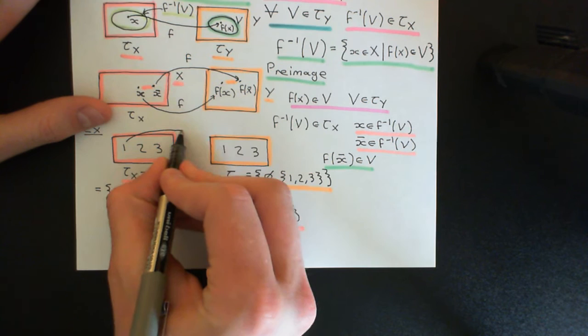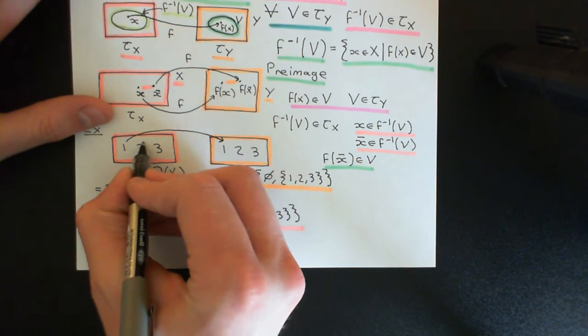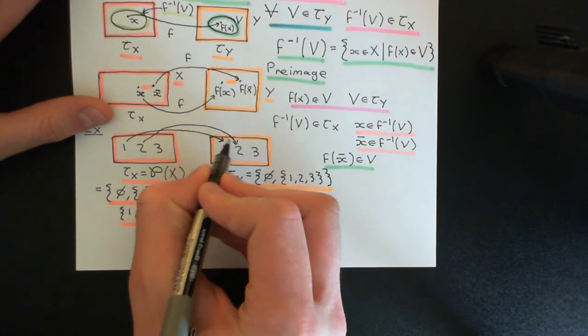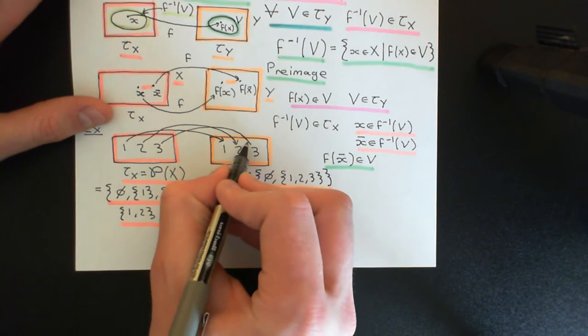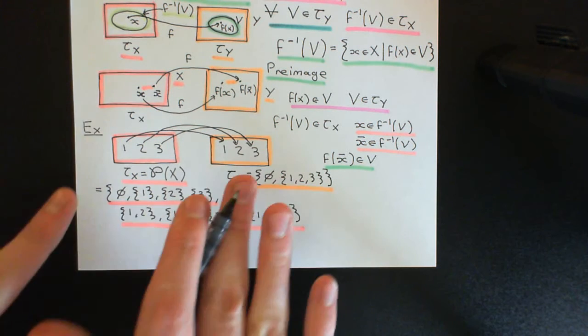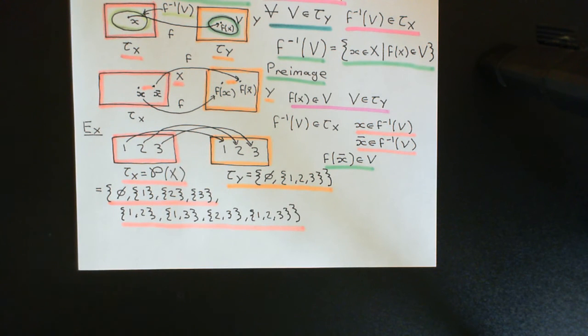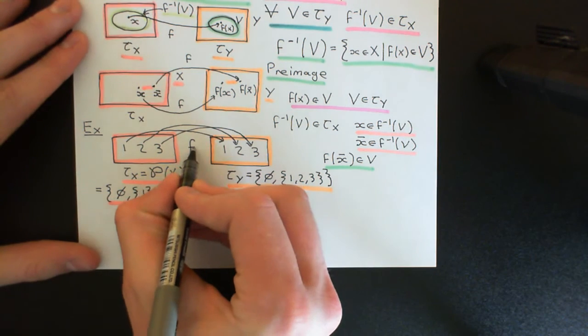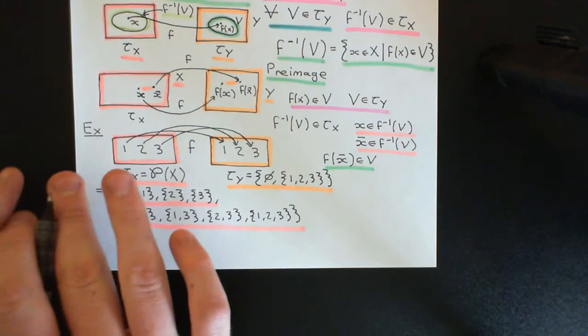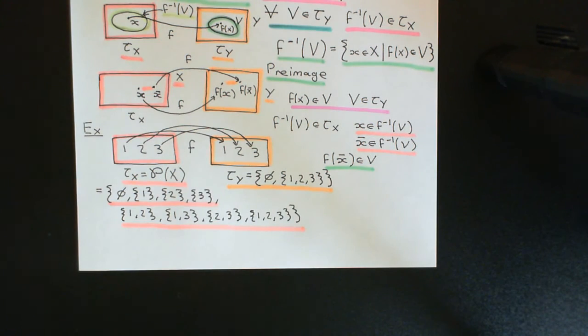And it's going to be the function that maps everything onto itself. So 1 will go into 1, 2 will go to 2, and 3 will go to 3. So the identity map as far as set theory is concerned. Okay, so what we're going to ask is, is this function continuous? So is this function in the forward direction continuous?